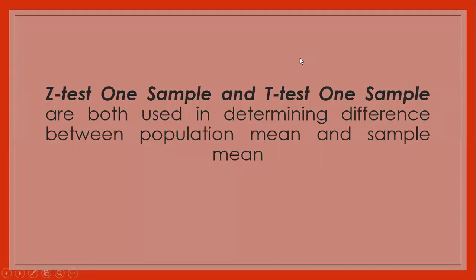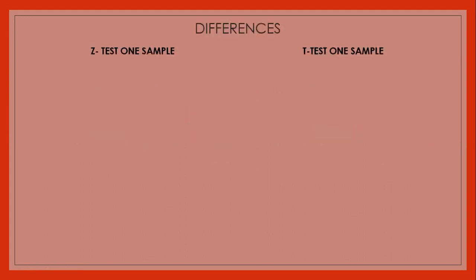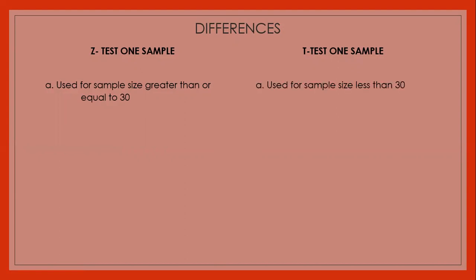Both tests are used to determine differences between the population mean and the sample mean. So that's one of their similarities. Ang difference nila is based on the sample size. Pag sinabi nating z-test one sample, this is used for sample size greater than or equal to 30. So therefore, pag naging less than 30 na siya, ang gagamitin na natin is t-test one sample.